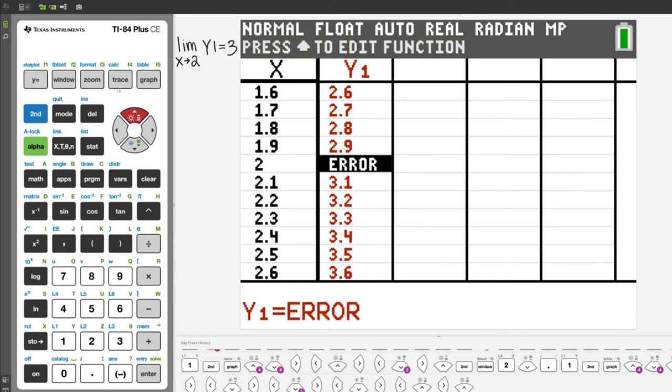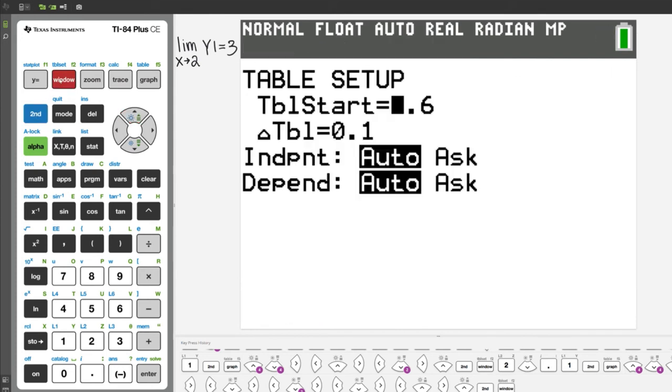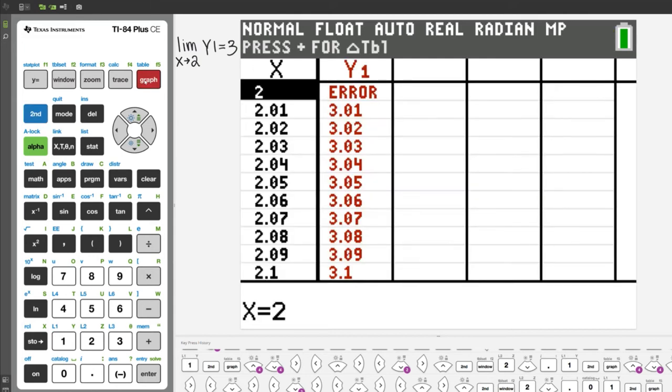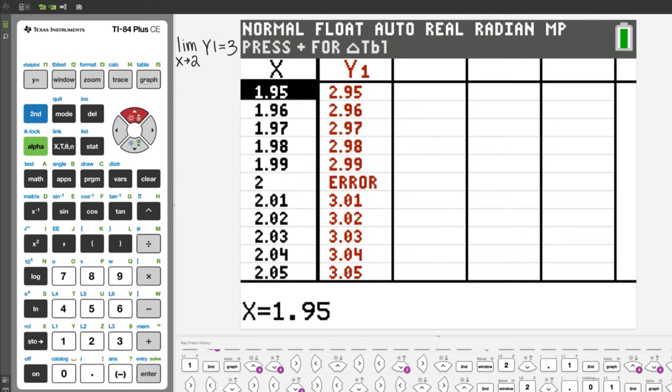Just for giggles, let's zoom in a bit more and change the settings for delta table to 0.01. So we're letting x go up and down in a smaller increment. Second graph takes us back to the table. Arrow up a bit so we could see the x values to the left of 2. So on the graph, they would be to the left of 2.